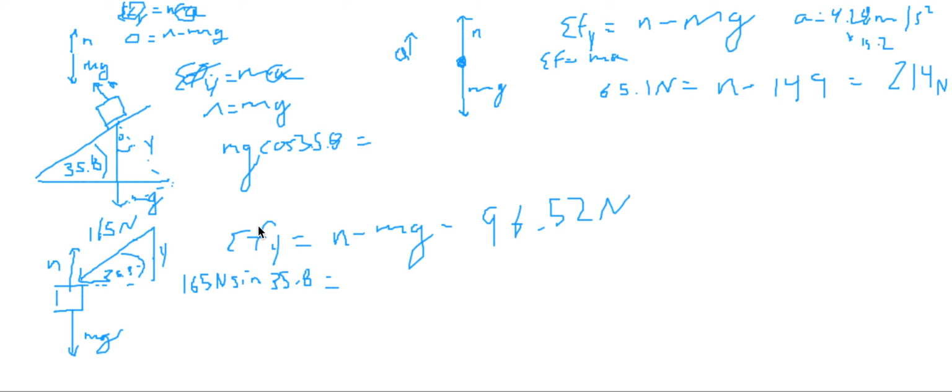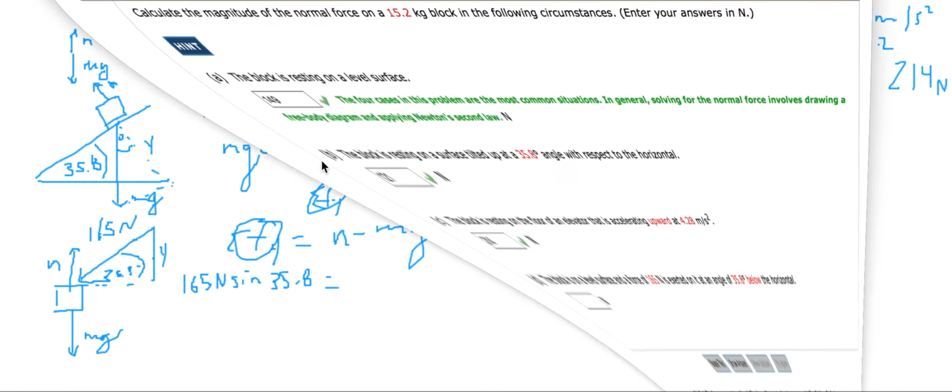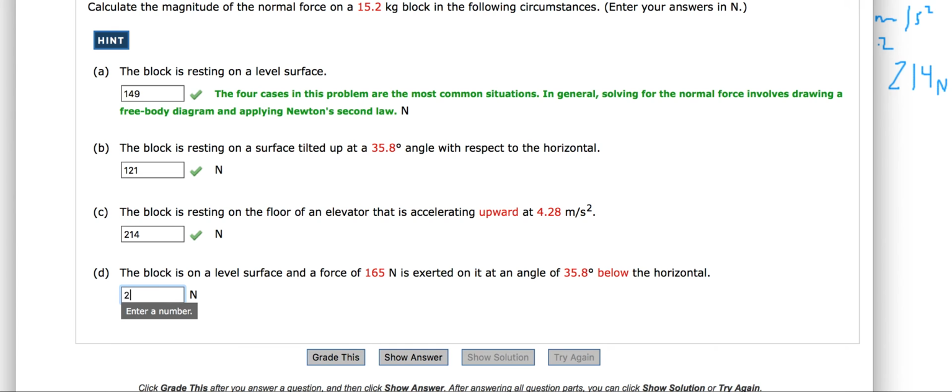And again, it's not moving, so this will equal 0. No acceleration, this equals 0. So we add these two values over to find our N, and we get 149 plus 96.52. Gives us a value of 245.52, about 245.